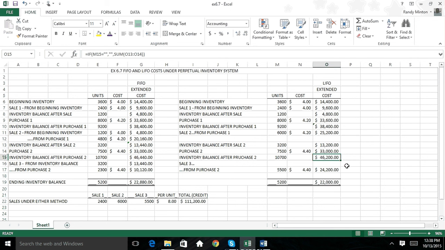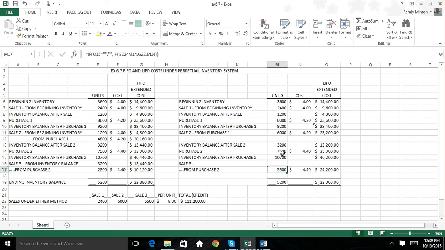And finally, because of the way that this has populated, you'll see that we have sale number 3, which is 5,500 units, and I'm going back to the latest purchase, and the latest purchase here was 7,500 units. Since 7,500 is greater than this number, I'm going to take all of my units from the latest purchase.